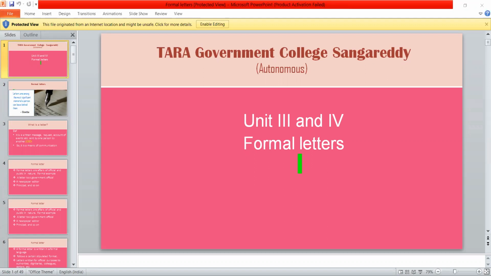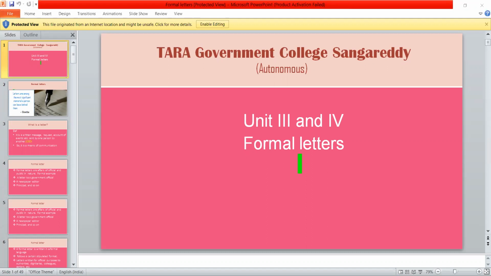Body of the letter, then introduction. How it should be. Introduction should be there. Main reason to write the letter should be there, and then conclusion. You can divide the body of the letter into 3 parts: introduction, main reason to write the letter, and then conclusion. Then complimentary close.